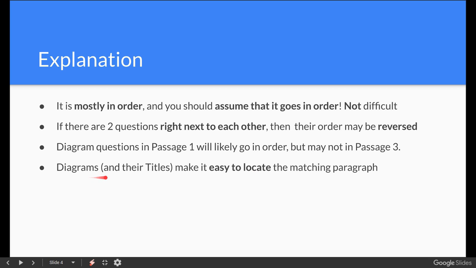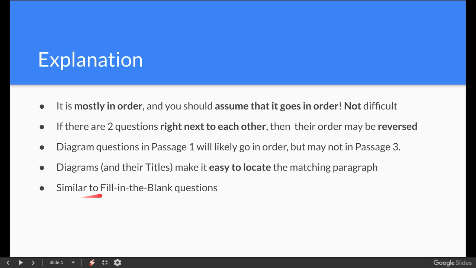Now, with diagram questions, oftentimes you're going to receive a title. There's going to be a title right above the diagram. This doesn't always happen, but oftentimes it happens. So if this happens, if you end up getting the title, then this can be useful information for you to locate the matching paragraph and to locate the matching sentence as well. So we're going to see an example of that very soon. So I'll talk more about that in just a bit.